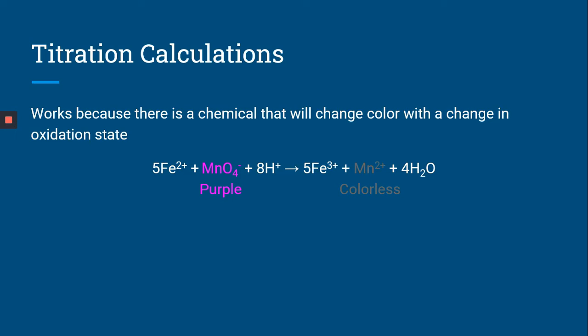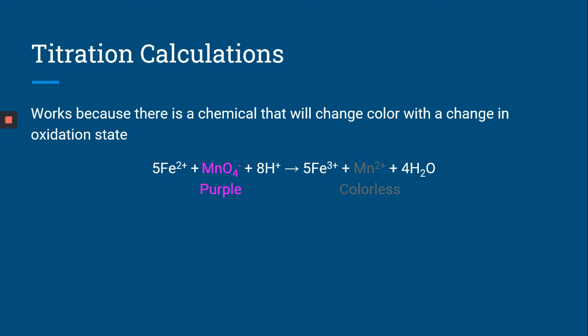So, for example, we have permanganate ion that's purple, and then when the manganese changes its oxidation state, it turns colorless. So if we didn't know the concentration of iron, we could figure it out by reacting it with the permanganate, and then when the purple color disappeared, we could measure the volumes and we can determine the concentration.